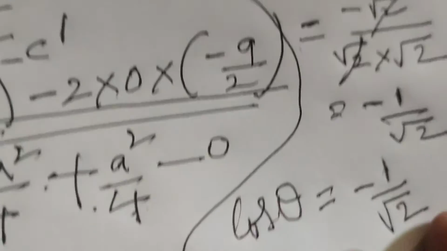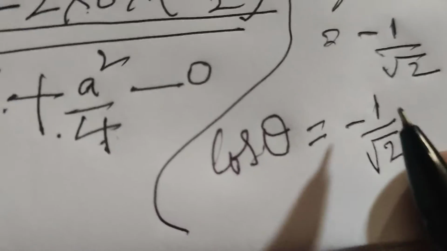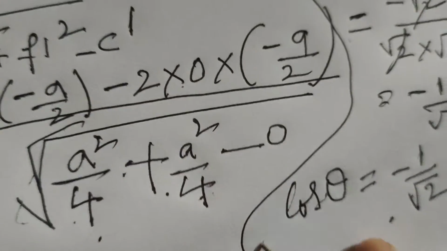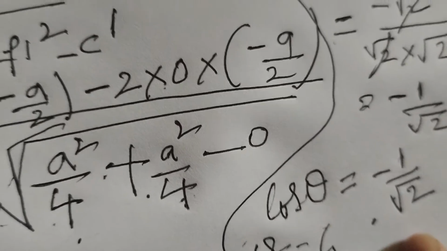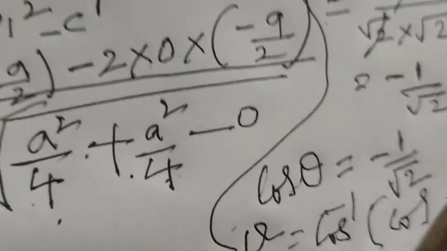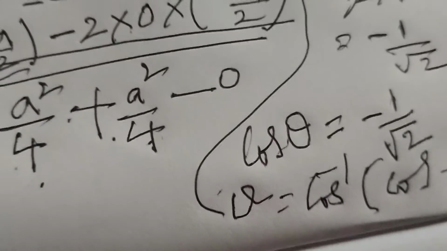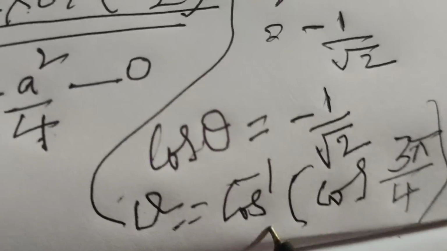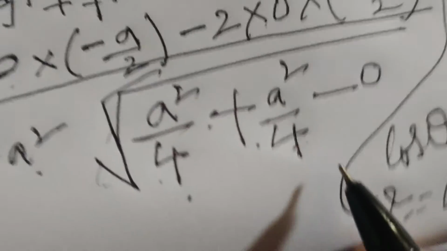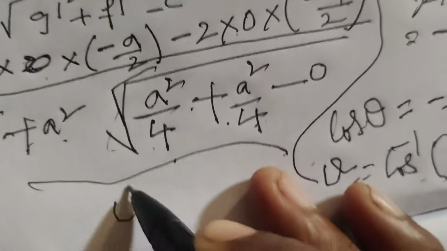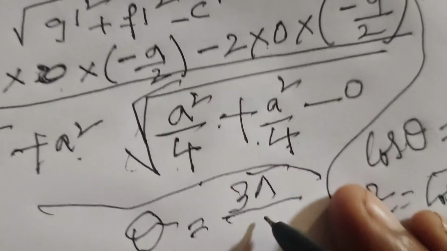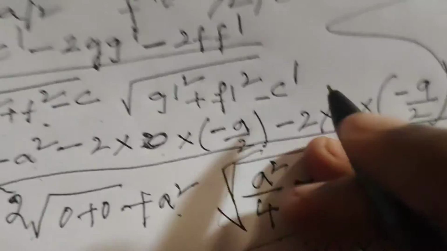Now cos θ = −1/√2 corresponds to the angle 3π/4. So θ = cos⁻¹(cos 3π/4), therefore the angle θ = 3π/4. Okay, thank you.